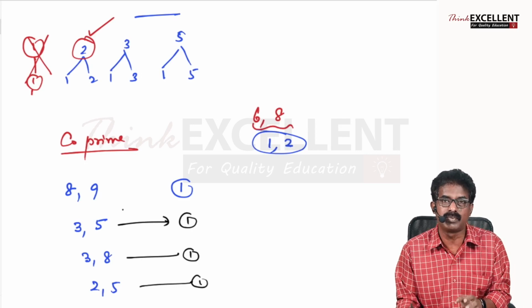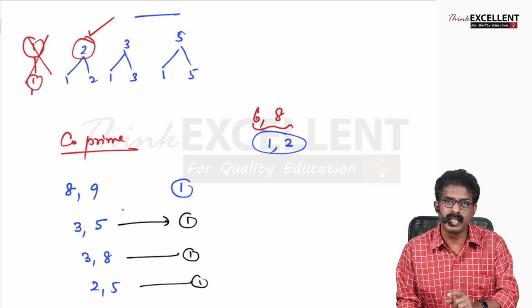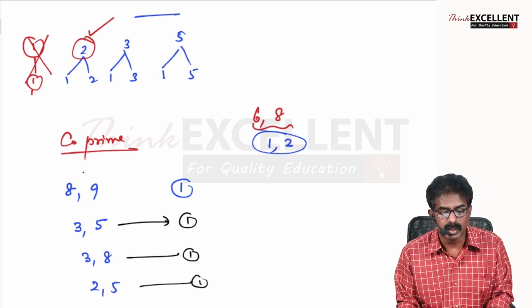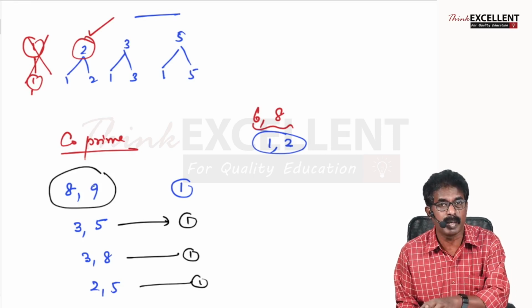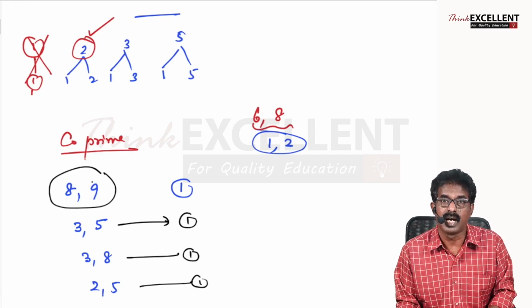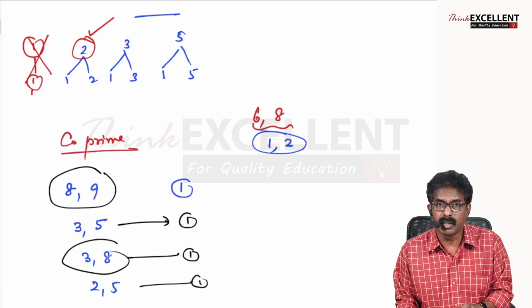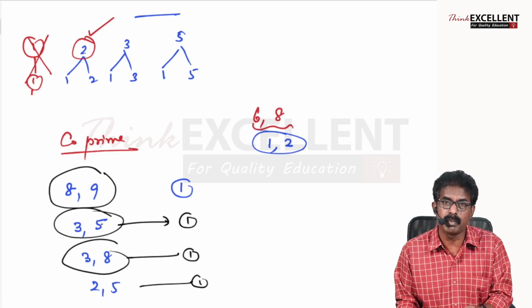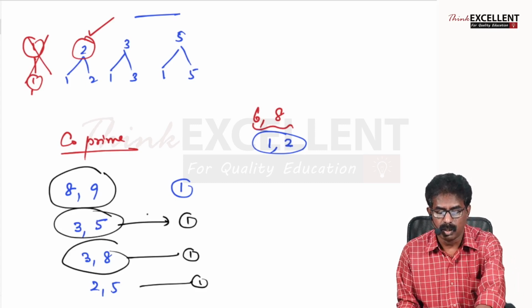So these numbers, we call them what? Coprime. So two numbers are said to be coprime if they don't have any common factor other than 1. So 1 is the only common factor. The two numbers need not be prime numbers. So here 8 and 9: 8 is not a prime number, 9 is not a prime number, but 8 and 9 are coprime because they don't have any common factor other than 1. If I take 3 and 8, 3 is a prime number, 8 is not a prime number, but still 3 and 8 are what? Coprime. 3 and 5, if you take, 3 is a prime number, 5 is a prime number, 3 and 5 are coprime also because nothing is common for them except 1, right?